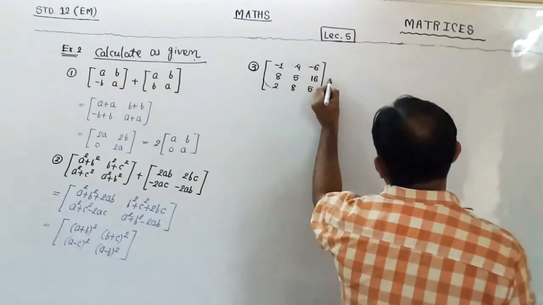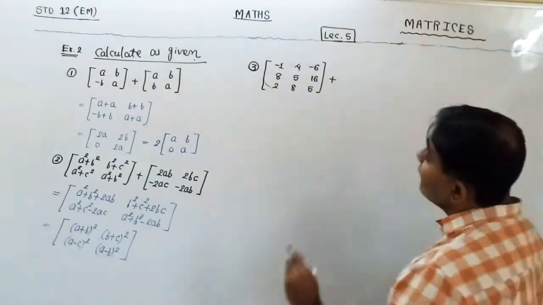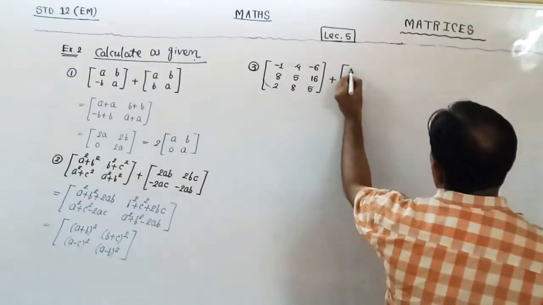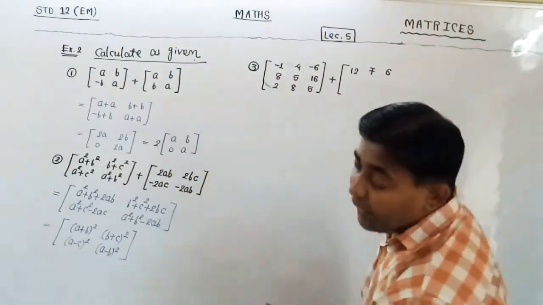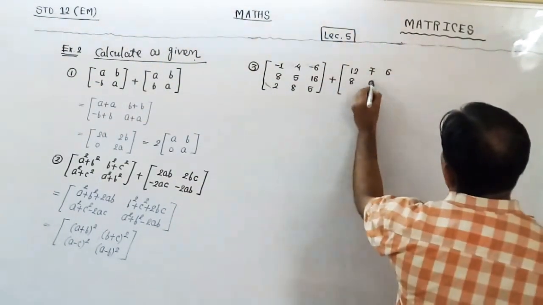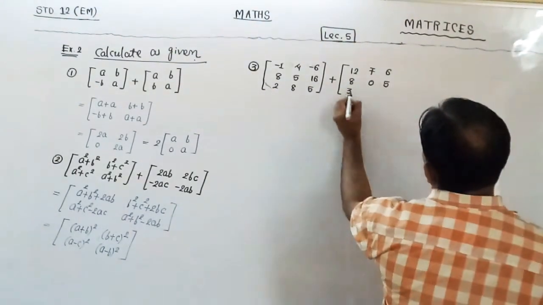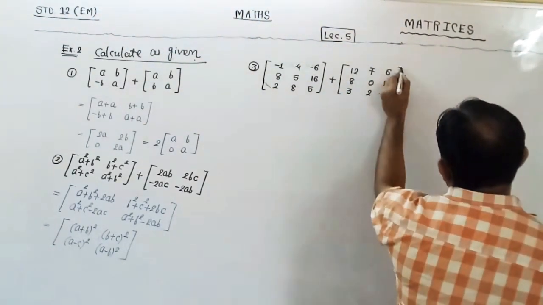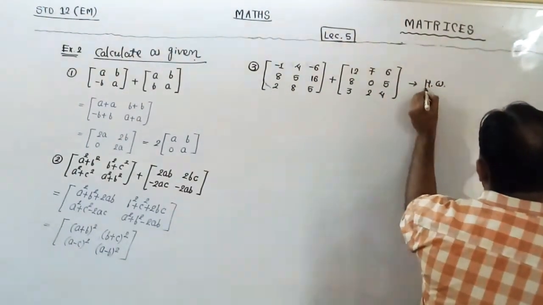And plus one another matrix is given with addition. Here 12, 7, 6 as first row. Then 8, 0, 5 as second row. And 3, 2, 4 as third row. I think the solution you solved yourself in homework.